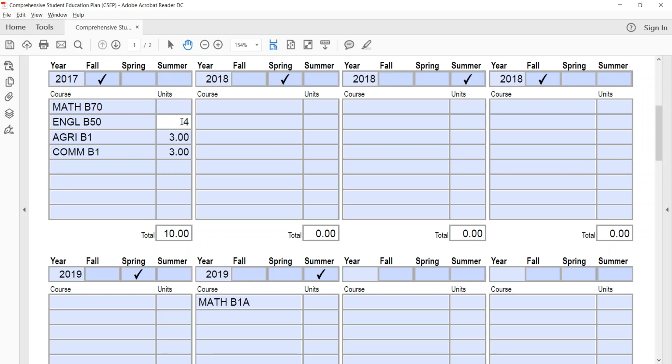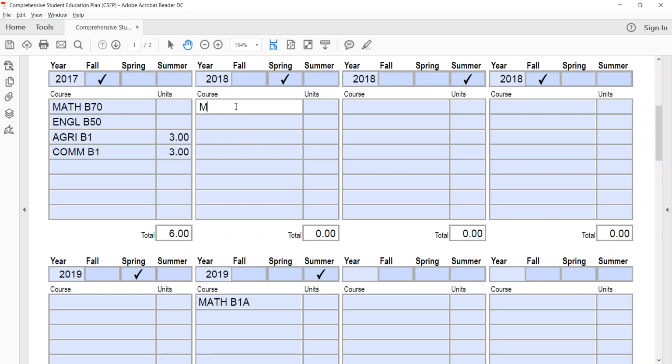Okay. Now I have 15 units, but I'm going to go up here and I'm actually going to delete these because they're not transferable and I only want transferable units. So unfortunately, your 15 unit load just now went to only 6 transferable units, and this is why those placement scores are so important. This may set you back a semester, but we'll see. All right, let's go to spring.